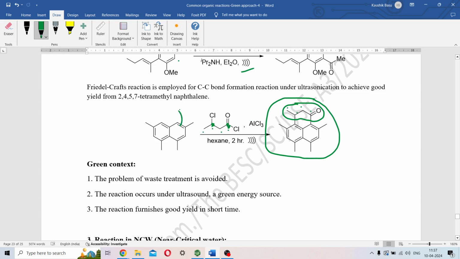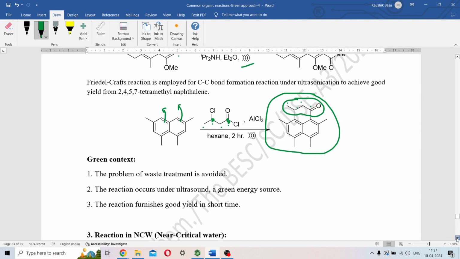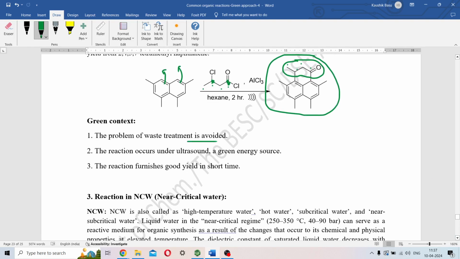So first this one is reacting, then this one is also reacting after this aromatic electrophilic substitution is over, and eventually we will get the fused ring system from which we can further manipulate this carbonyl and functionalize this whole system. So under sonication you can do all these reactions. Waste treatment problem is avoided. The reaction is under ultrasound, which is a sustainable and green energy source, and therefore the energy efficiency is high. The reaction furnishes good yield and occurs in short time.